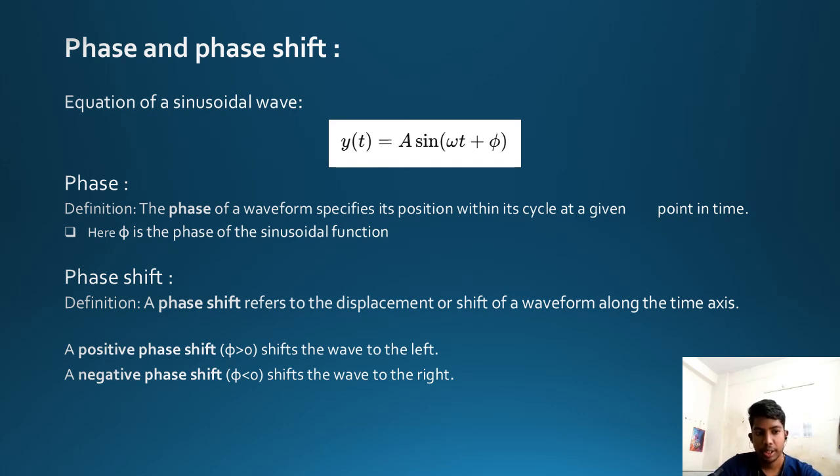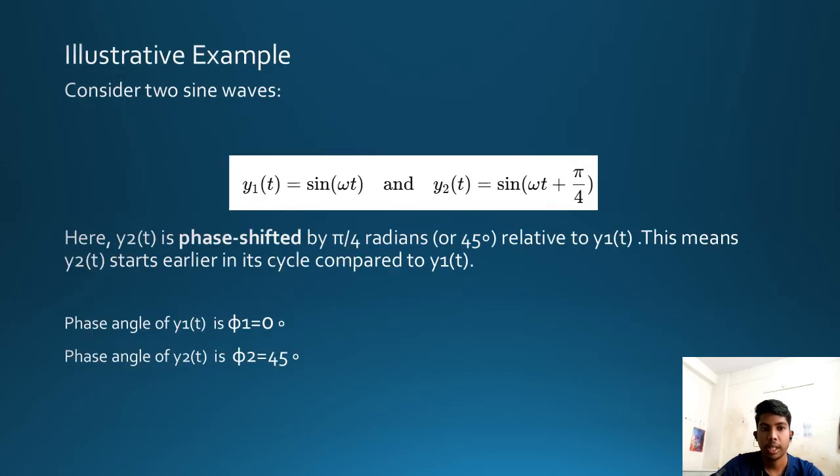Phase shift. The phase shift is a horizontal displacement of a sinusoidal wave relative to a reference waveform or time. It occurs when a sinusoidal wave is shifted along the time axis. A positive phase shift, phi greater than 0, shifts the wave to the left. A negative phase shift, phi less than 0, shifts the wave to the right.